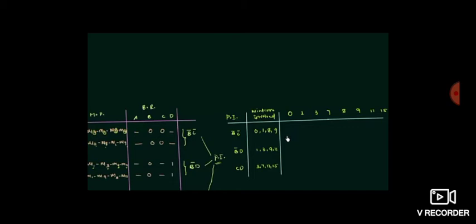Where 0 is there, we indicate it with an x. 1 is also there, we indicate x; 8 is there, x; 9 is there, x. In the same manner, we indicate the x values on those positions wherever the values are there. This is also designed in the tabular form.